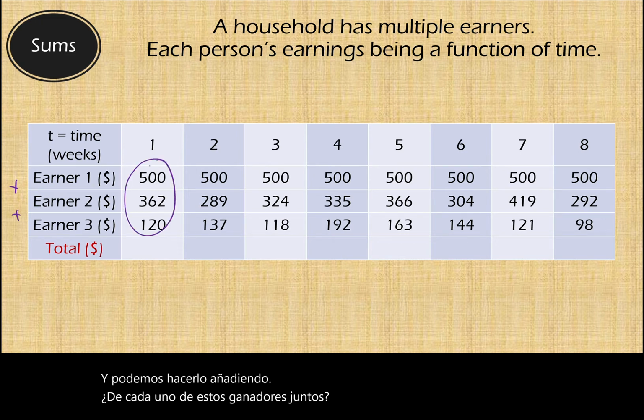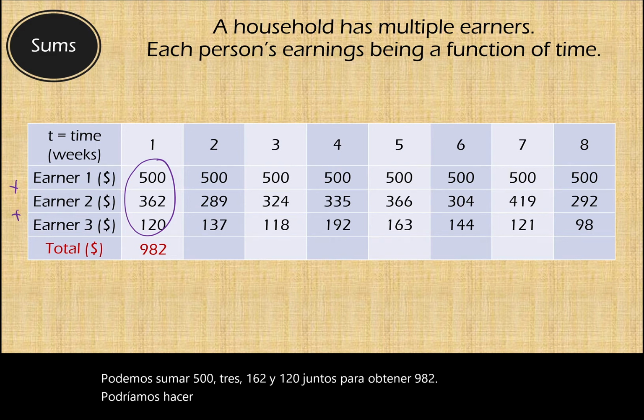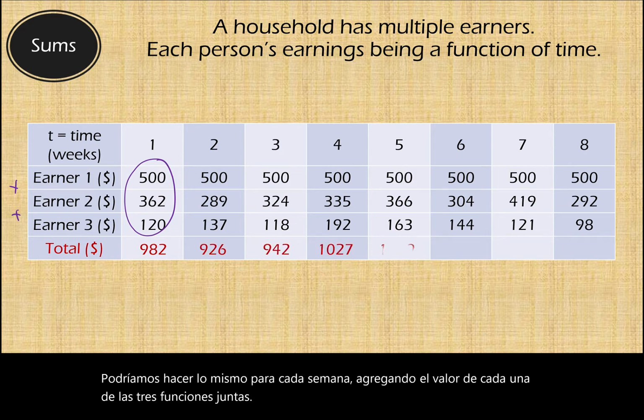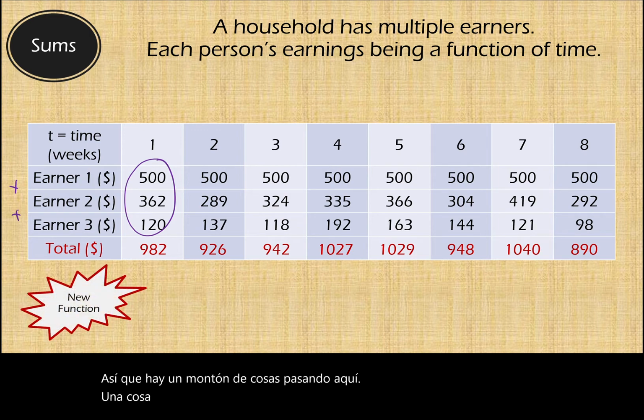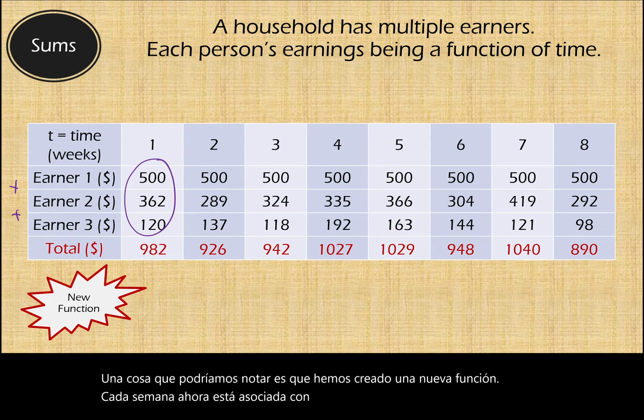For the first week, we can add 500, 362, and 120 together to get 982. We could do the same thing for each week, adding the value of each of the three functions together to fill in our table. So there's a lot of things going on here. One thing we might notice is we've created a new function. Each week is now associated with only one total amount of money earned for the household. So it's a function.